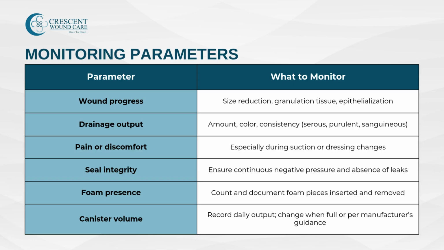Continuous monitoring of the wound and NPWT device is essential to ensure therapy is effective and safe. Nurses should observe and document wound healing progress, noting reductions in wound dimensions, improved tissue quality, and decrease in exudate volume. Drainage characteristics: look for changes in color, odor, or consistency. These could indicate infection or healing.